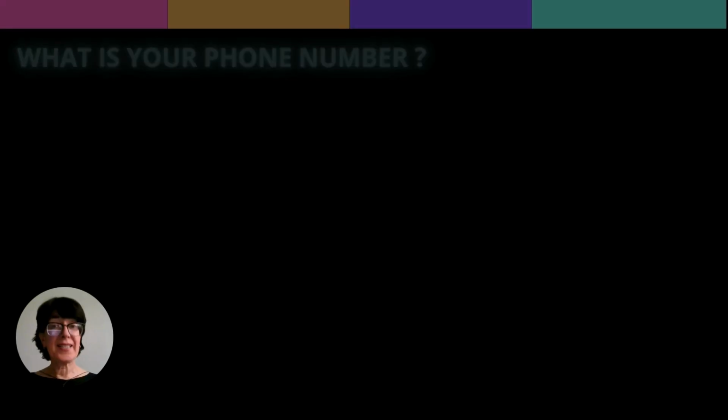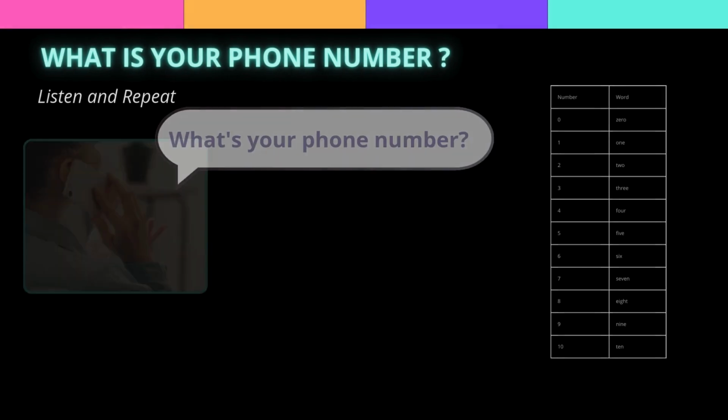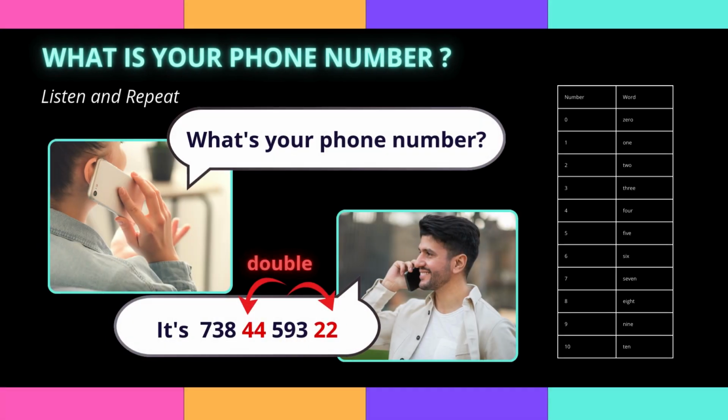Let's practice. Listen and repeat. What is your phone number? What is your phone number? It's 5, 8, 3, 9, 7, 1, 2, 6, 0, 4. What is your phone number? It's 7, 3, 8, 4, 5, 9, 3, 2.